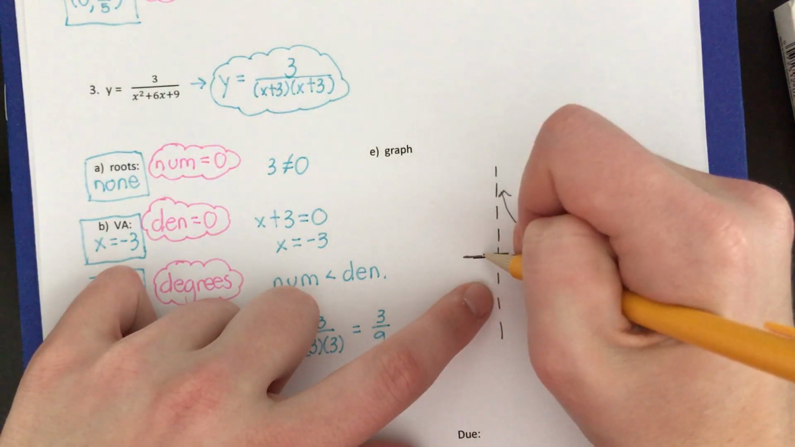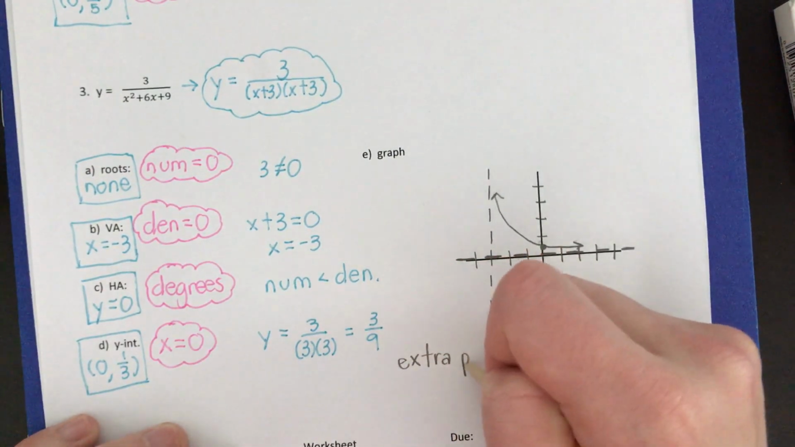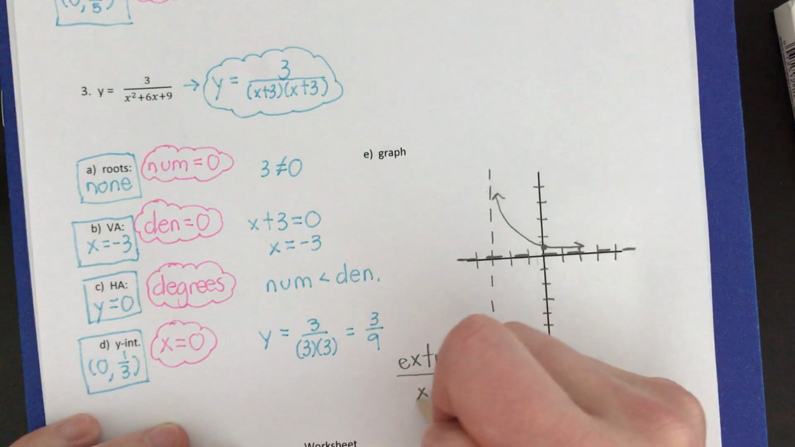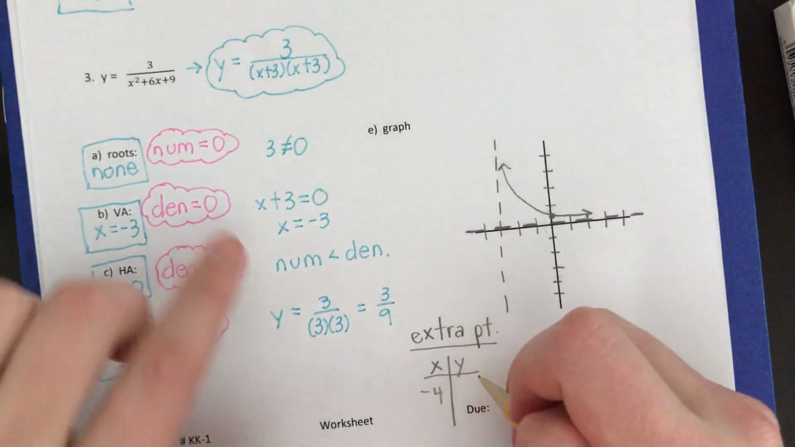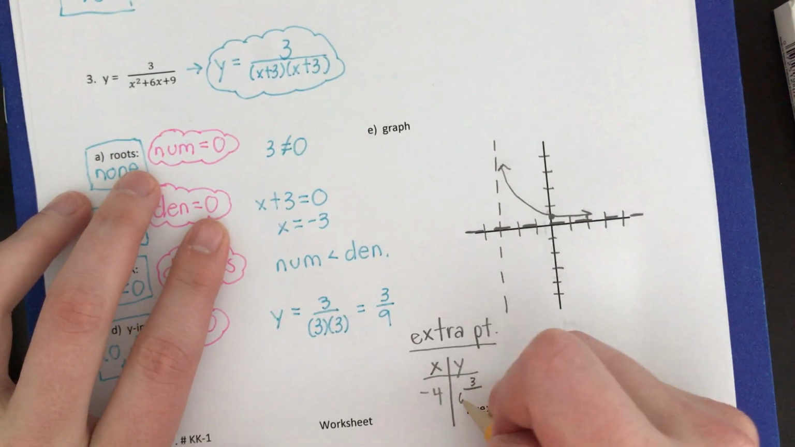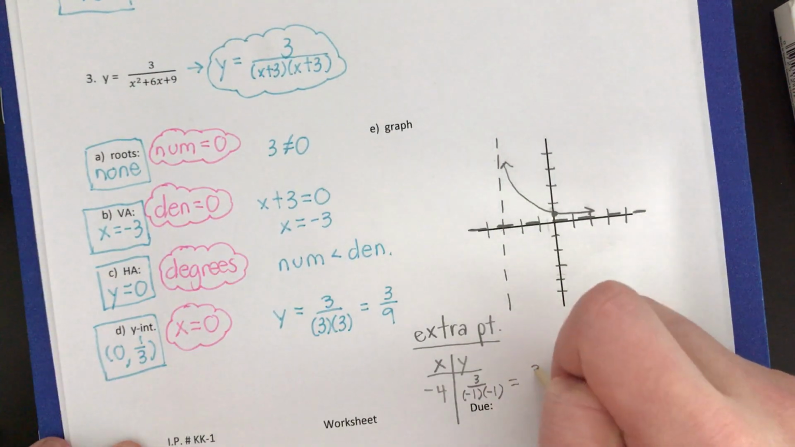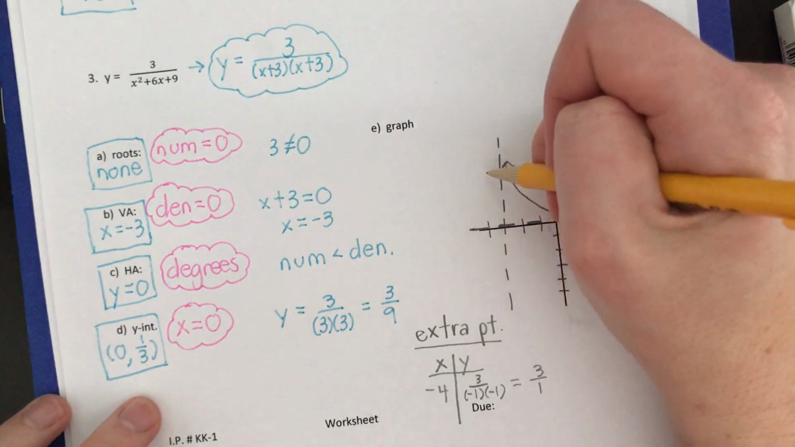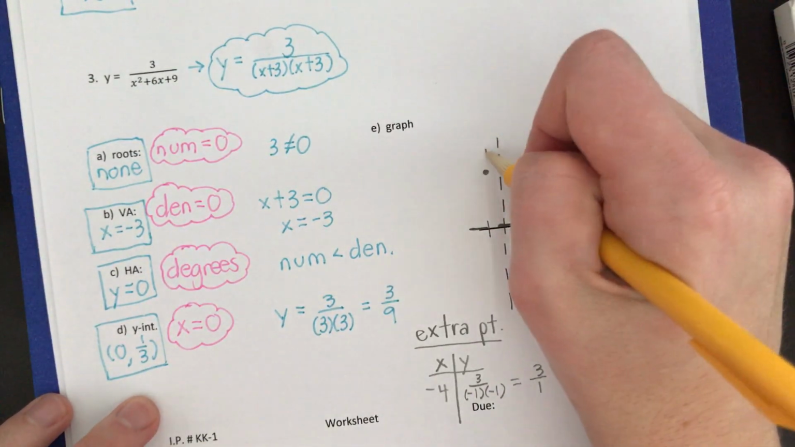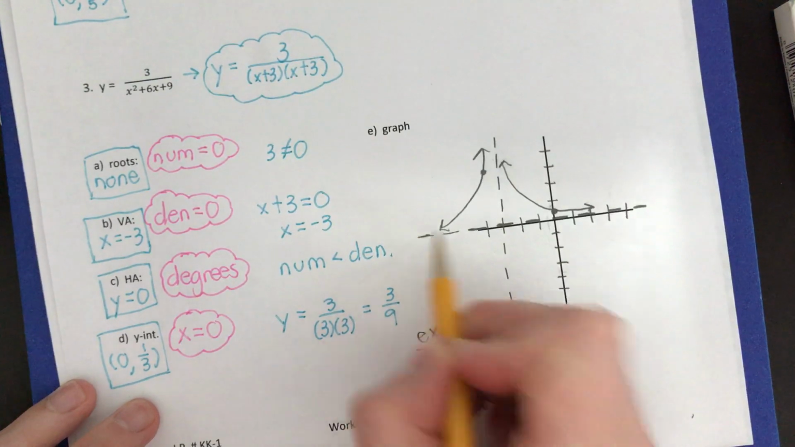So I'm going to plug in one of these left values. So if this is -3, then for my extra point I need to plug in -4. So plug in -4 for x. That would be 3 over -1 times -1. Okay, so in other words, 3 over 1, so 3. So -4, 1, 2, 3. So that shows me that this graph, this curve, will be above my horizontal asymptote.